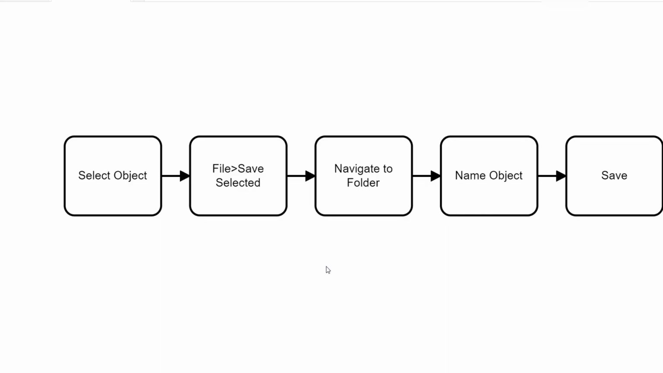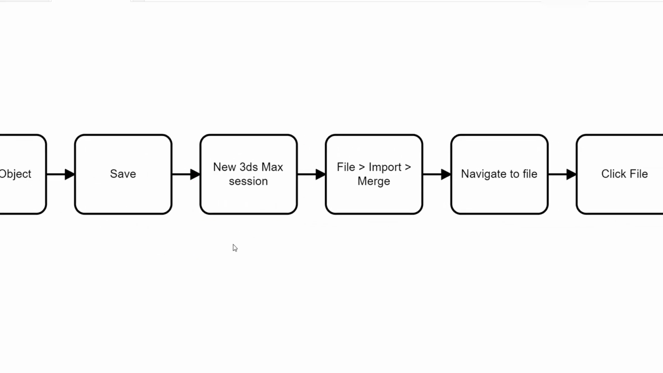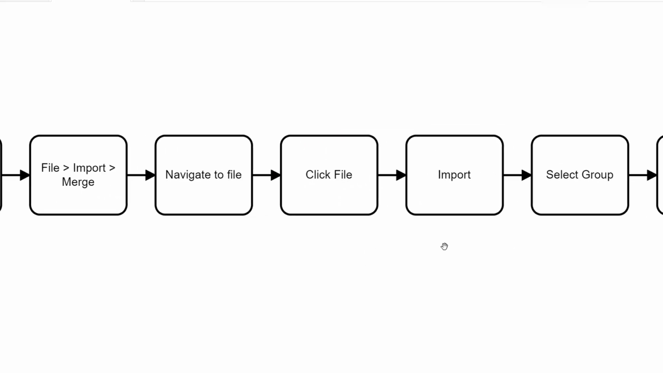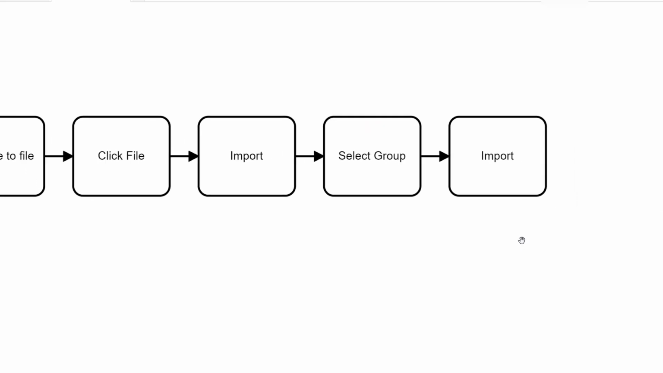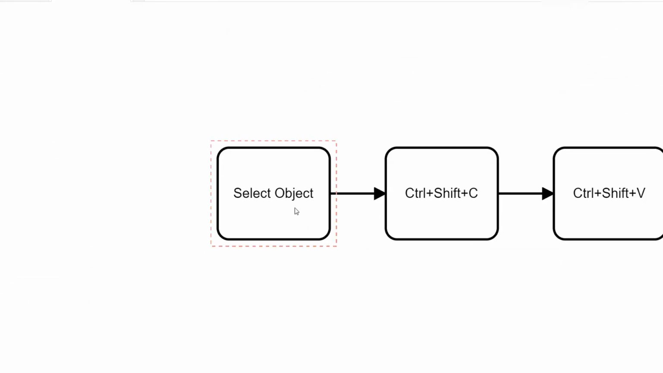So let's take a quick look at how these two scenarios work. We select our object, we go to File, Save Selected, we navigate to the folder, we name the object, we save it, we go to the new Max scene, we go File, Import, Merge, we navigate to the file, we click the file, we click Import, and we select Group, and then we import. What we really want to do when we're writing our own script is select our object, hit Control Shift C, and then paste it with Control Shift V. So this is basically select object, save selected, and in the new scene, merge our copy paste file. Let's have a look at how we can write script to do this.